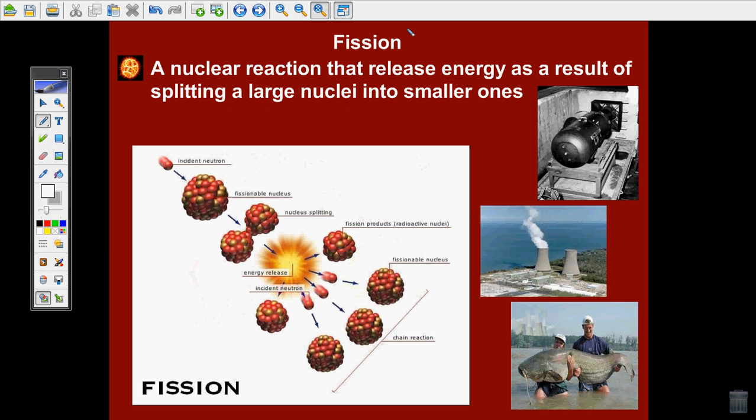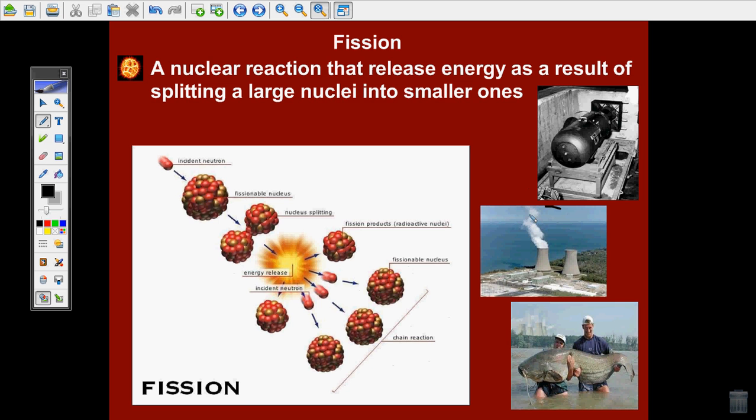Fission, a nuclear reaction that releases energy as a result of splitting a large nucleus into smaller ones. So here we're bombarding a nucleus with a neutron. It splits, and we get this huge energy release. We release more and more neutrons and more fissionable nuclei. And so you get this huge chain reaction.